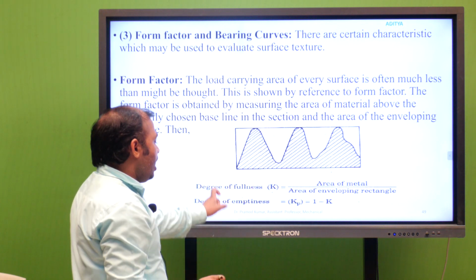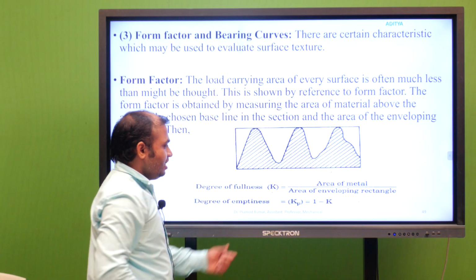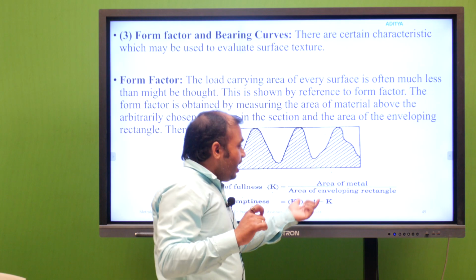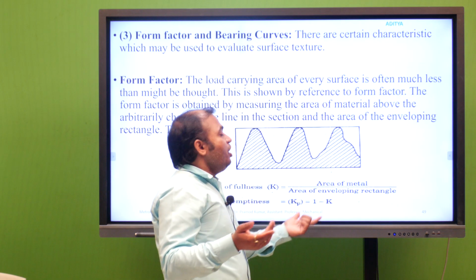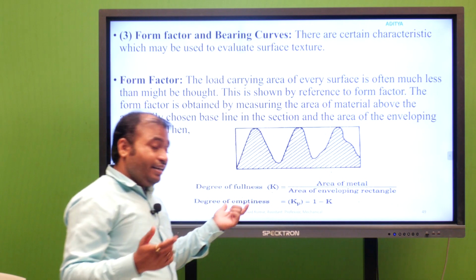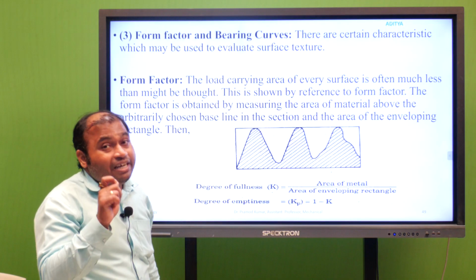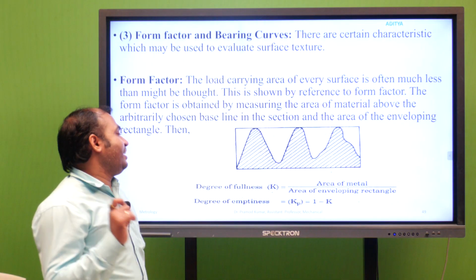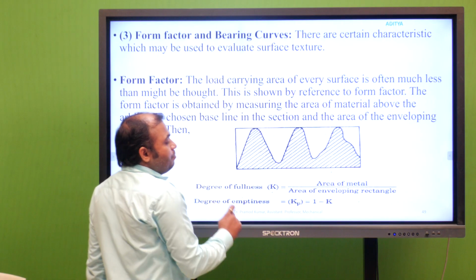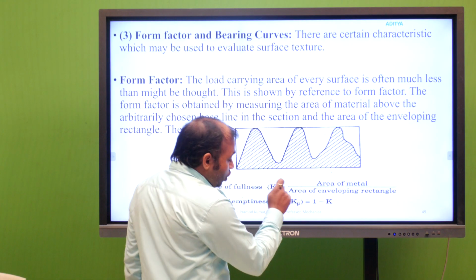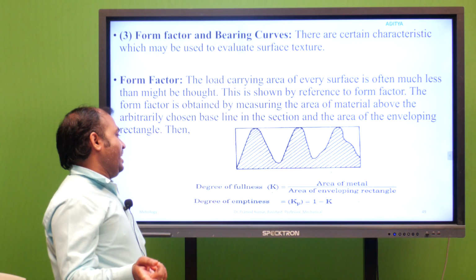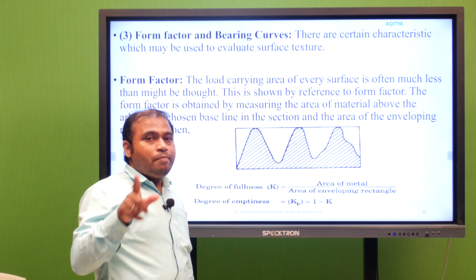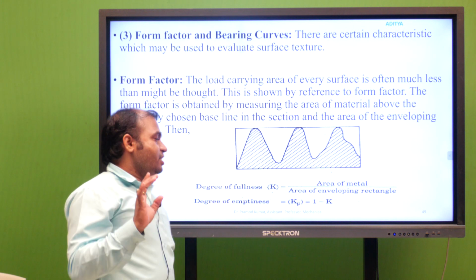You can see here we can calculate the degree of fullness, denoted by K, which is equal to the ratio of the area of the metal divided by the area of the enveloping rectangle. The degree of emptiness is equal to Kp is equal to 1 minus K, where K is the degree of fullness. So degree of emptiness is equal to 1 minus degree of fullness, right?